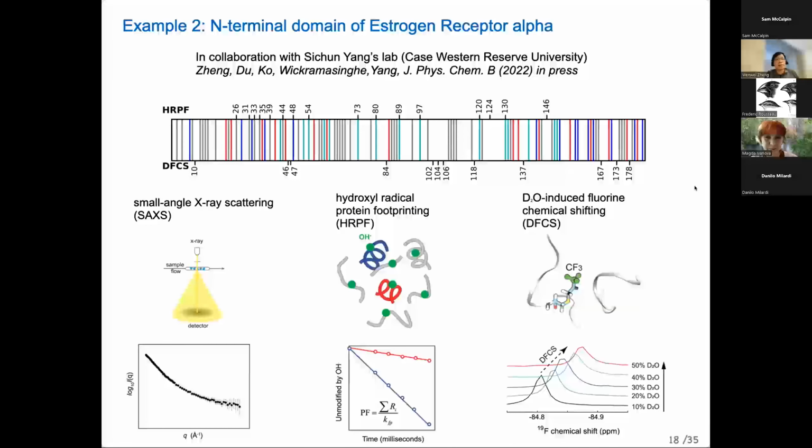The other example that we find for transient interaction is in a recent collaboration with Sichuan Yang's lab from Case Western. We are looking at the N-terminal domain of estrogen receptor alpha. And this is a fully disordered domain. And this is the sequence. The blue is positively charged amino acids, and the red is negatively charged. And the cyan line is the aromatic amino acids. And the gray line is the hydrophobic amino acids.